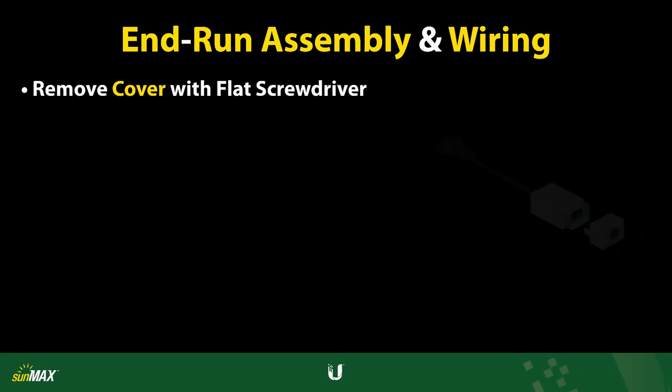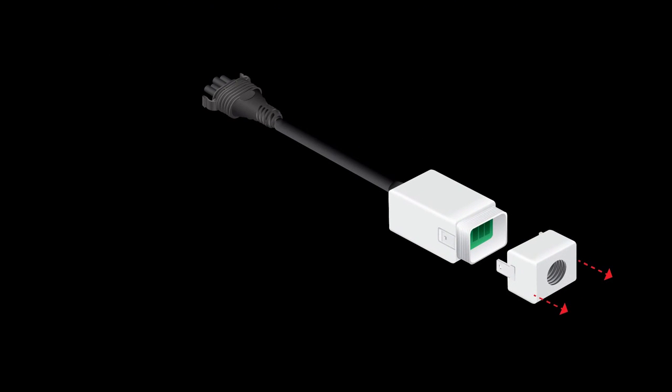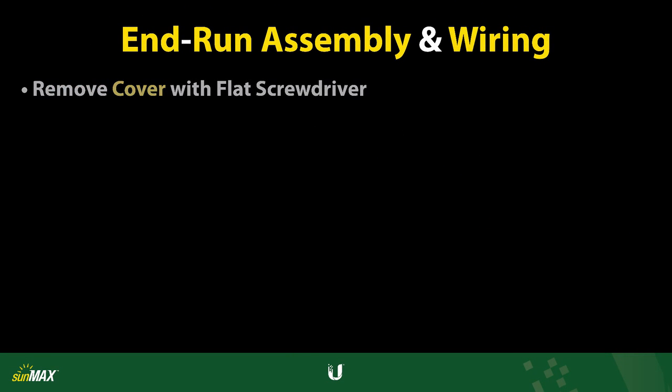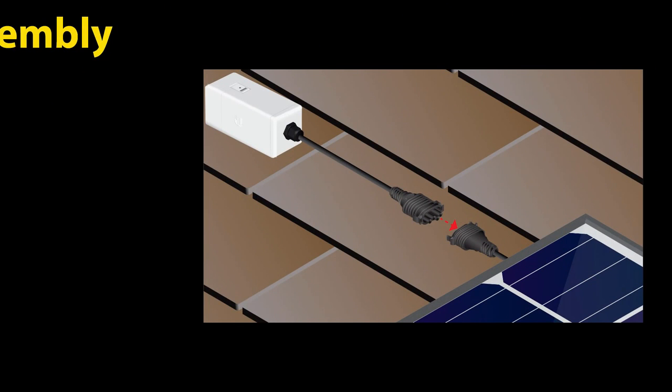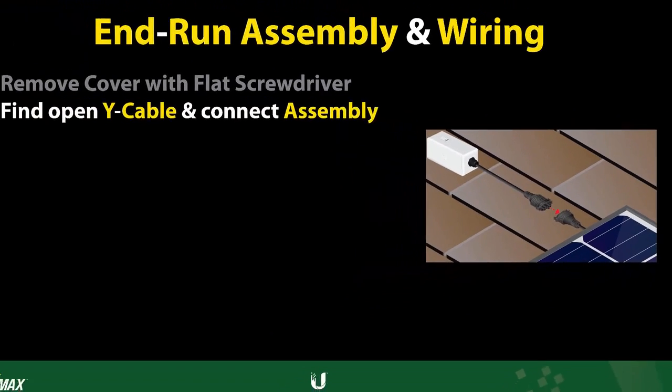To begin, using a flat blade screwdriver, remove the end run cover by gently prying the locking tabs outward and sliding the cover off. Locate the open Y cable connector at the end of the array of AC modules and connect the end run cable until it is firmly seated.